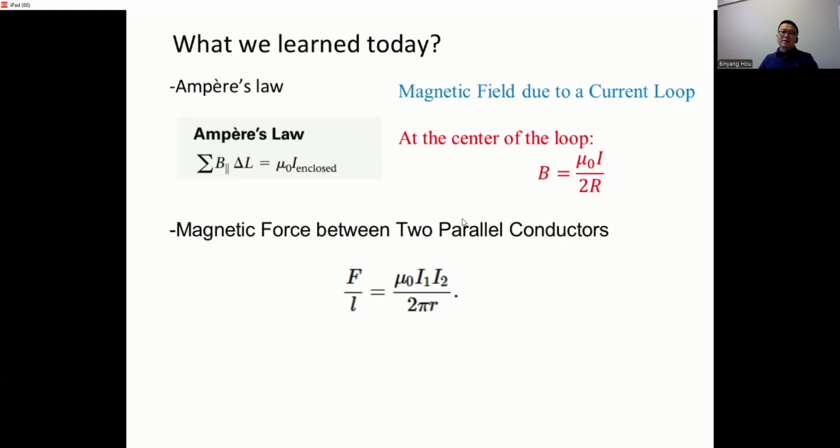Magnetic force between two parallel conductors, force per unit length, will be mu naught I1 I2 over 2 pi r. And again, this is a vector, so we'll follow the vector additions, doing x and y components in that case.